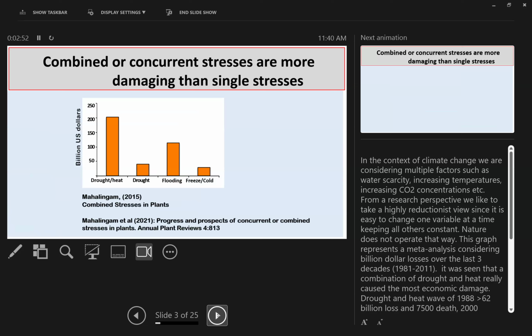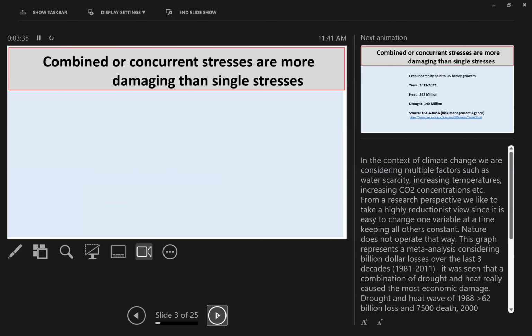This is a meta-analysis that I did as a part of the book that we wrote way back in 2015 on combined stresses in plants. Taking into consideration all the billion-dollar naturally occurring disasters for the past 3 decades, starting from the year 1981 to 2011, it is found that whenever you have a combination of heat and drought stress, the billion-dollar yield losses are much more exaggerated than when comparing only the drought stress or flooding stress alone. Okay. And we put out a review article recently taking into consideration both biotic and abiotic stresses in 2021. The story is the same.